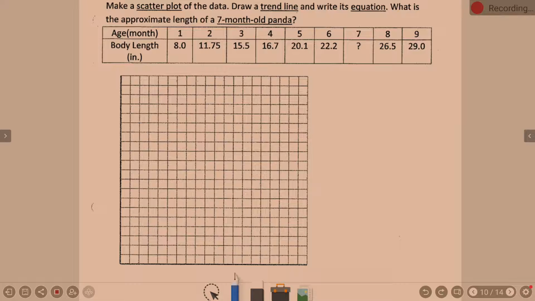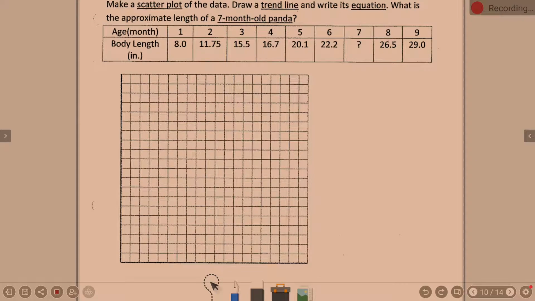Okay, so we're going to talk about scatterplots. We're going to try and make a scatterplot. We're going to talk about the trend line, but I don't think we're actually going to draw it, or find the equation. So as we make a scatter plot, first of all, the first item they usually give you, we want to put along the bottom. In this case, we're going to put age along the bottom. And how is this age done? This age is done in terms of?